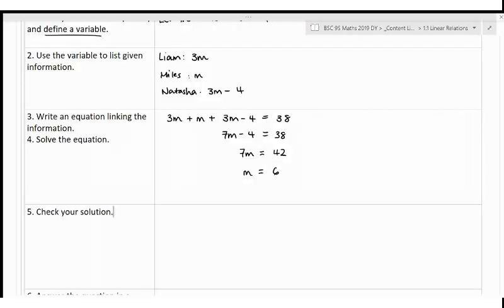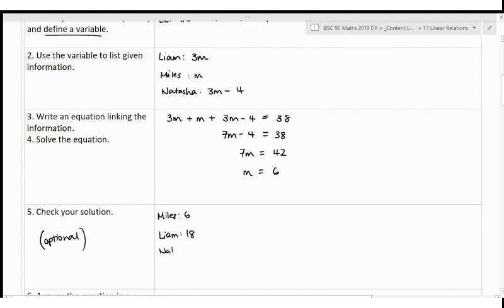So step 5 says to check your solution, and I'm just going to very quickly write here optional, because this isn't part of your solution. If you don't do this, it's fine. It's just to make sure you've done it right. Yeah. So what do we have? We have that Miles spent 6 hours on social media. Liam will correspondingly have spent 3 times as many, so 18 hours on social media.